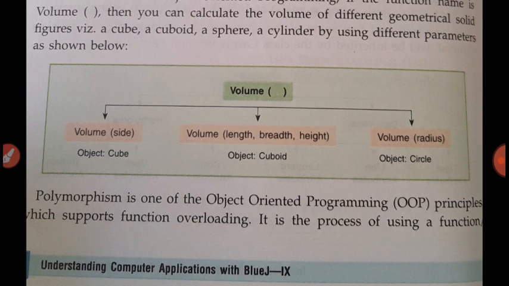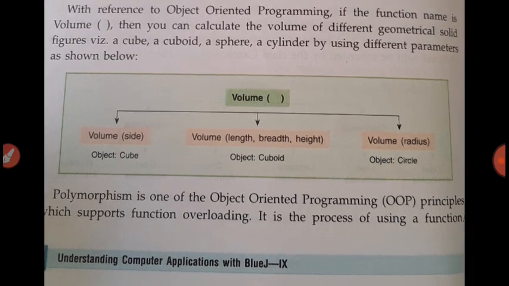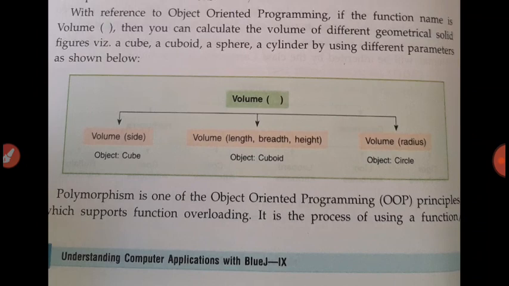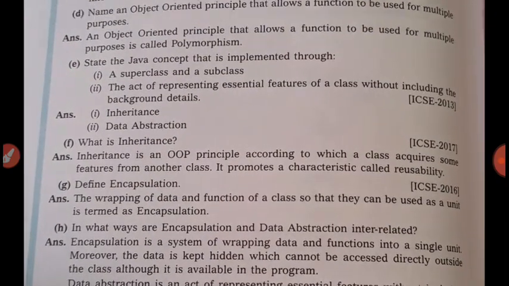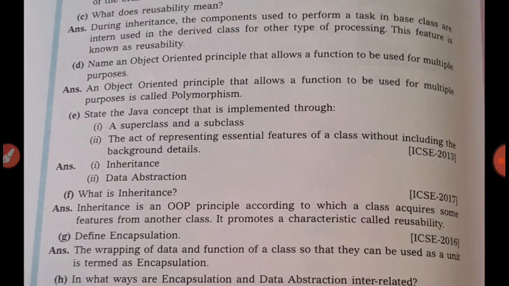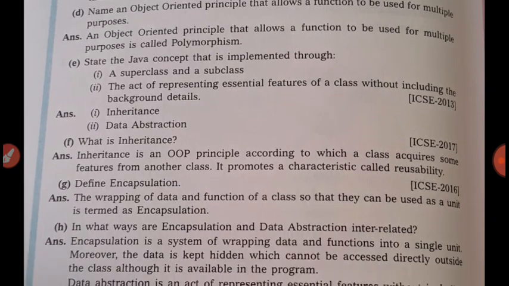The first function will calculate the volume of a cube, second will calculate the volume of a cuboid, and third will calculate the volume of, it is not the circle, it is a sphere, right? Circle, because circle is a 2D figure. Okay, so don't get confused about that. We are using a similar name, that is volume, but these are used for different purposes. So this is what we call polymorphism.